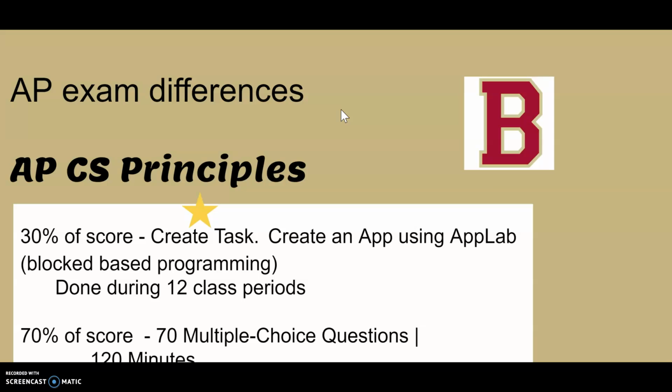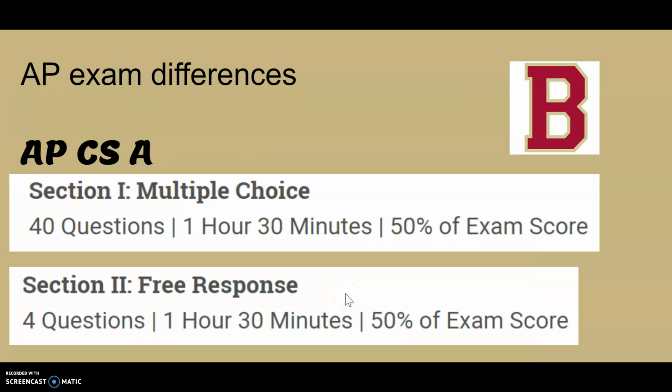Exam differences. Here's where they majorly differ. Okay, so the Principles class, it's a little bit different AP class where 30% of your AP score, your 1 through 5 score, is actually done during class time. You're writing an app. I give you class time to do it. And like I said, it's in App Lab, using block-based programming. 70% of your score will be more traditional AP-like, where you have 70 multiple choice questions and get 2 hours to do it.